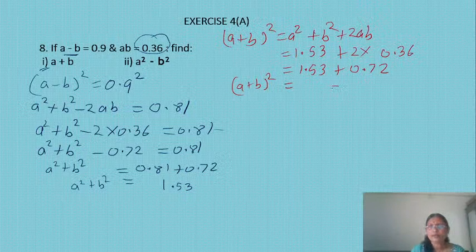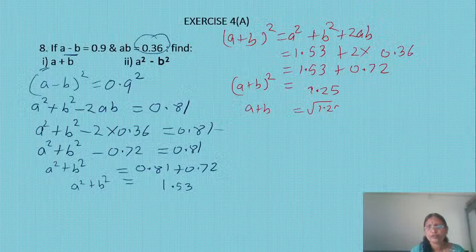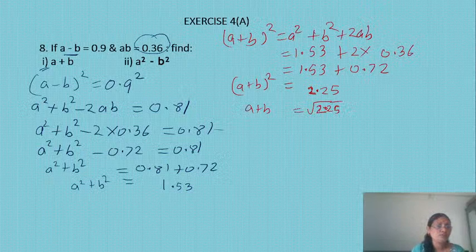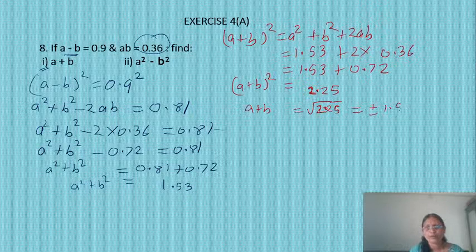So 2 plus 3, 5, 7 plus 5, 12, carry 1. I'm getting it as 2.25, right? So A plus B, if I take the square root, is equal to root of 2.25. Is it correct? 2.25, sorry. Okay, and square root of 2.25 is 1.5. Recall 225 is the square of 15. So square root of 2.25 is plus or minus 1.5.